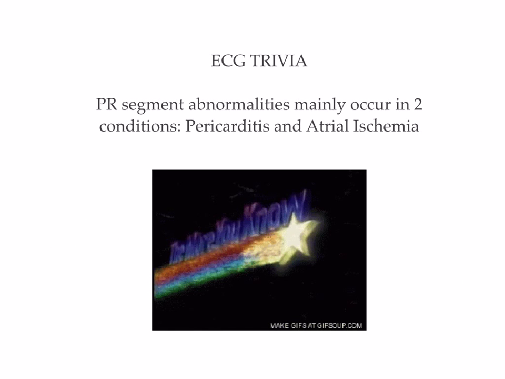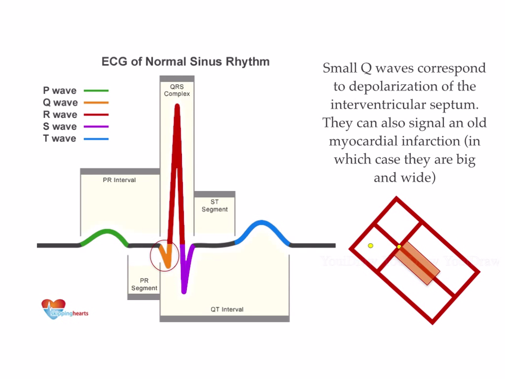As a quick EKG trivia, PR segment abnormalities mainly occur in two conditions. This is pericarditis and atrial ischemia. So moving on, the next thing we're going to identify is going to be our Q wave, which is not always present. However, when present, it does typically correspond to depolarization of the interventricular septum. However, they can also signal an old MI, in which case they're typically big and wide.